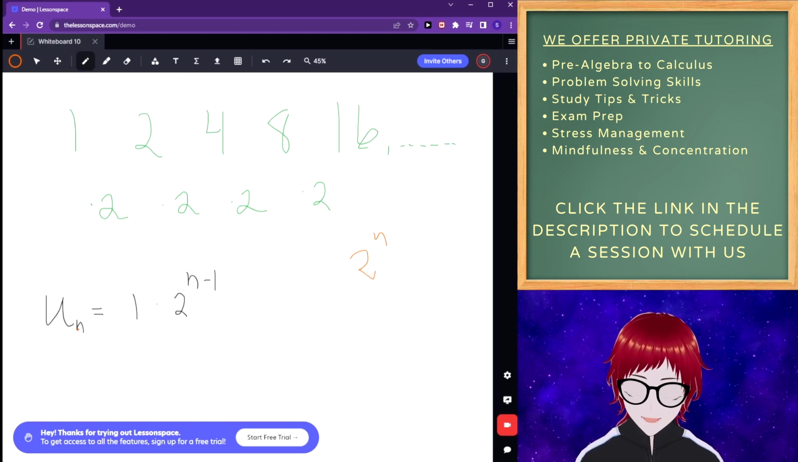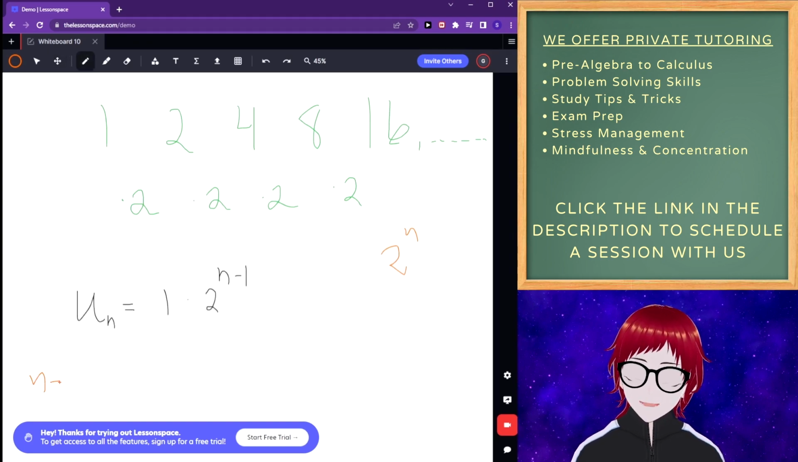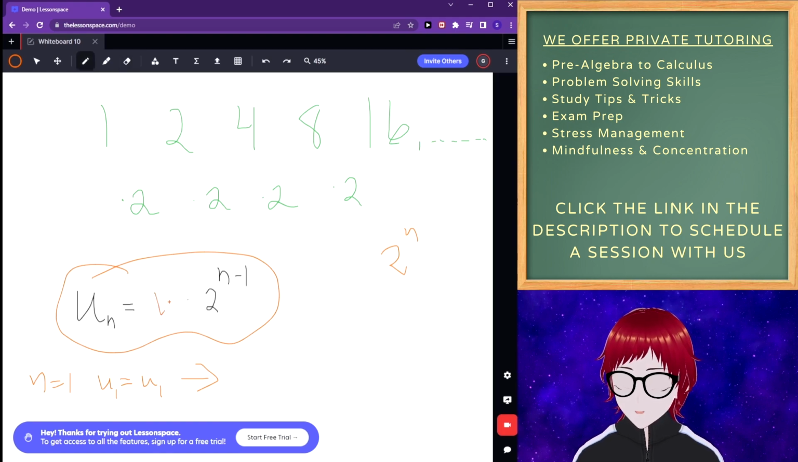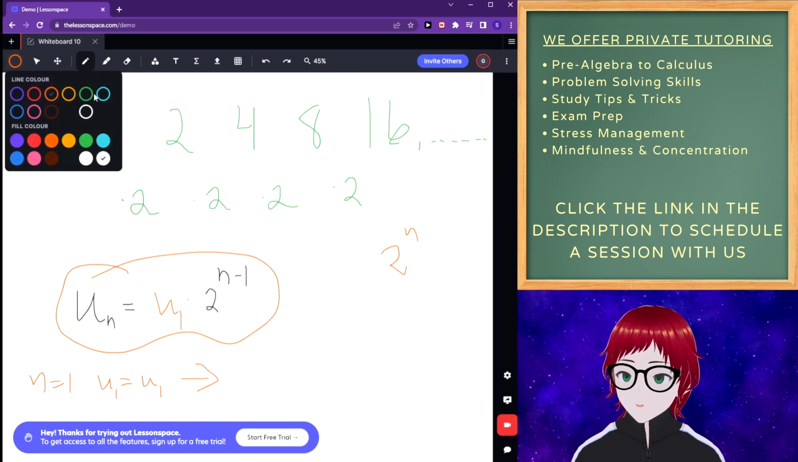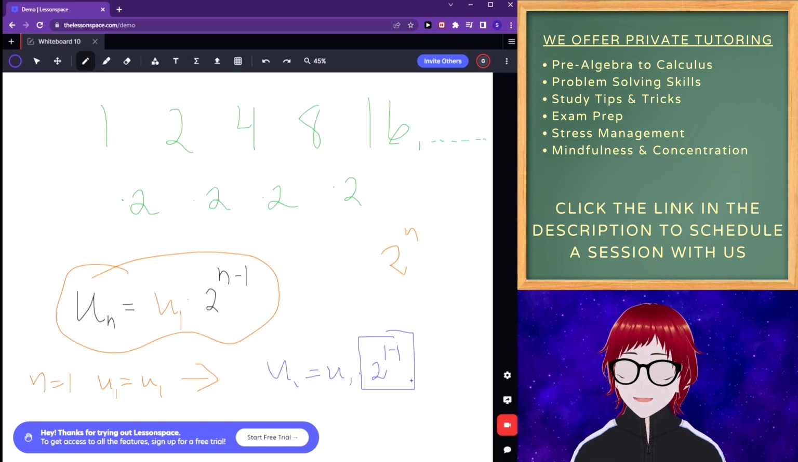However, because when n equals 1, we want u1 to equal u1, which is redundant, I know. Looking at this formula, if we replaced n with 1, it would have to be true that u1 equals u1 times whatever this is. This here has to equal 1.